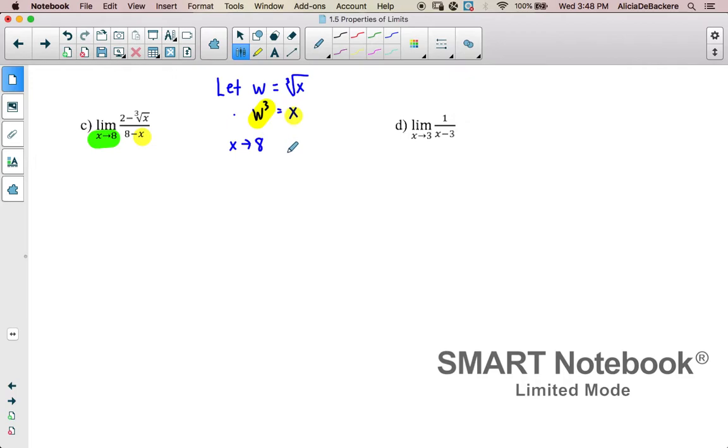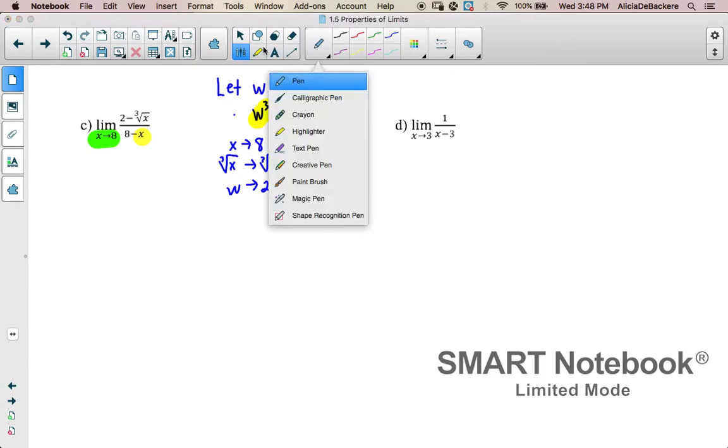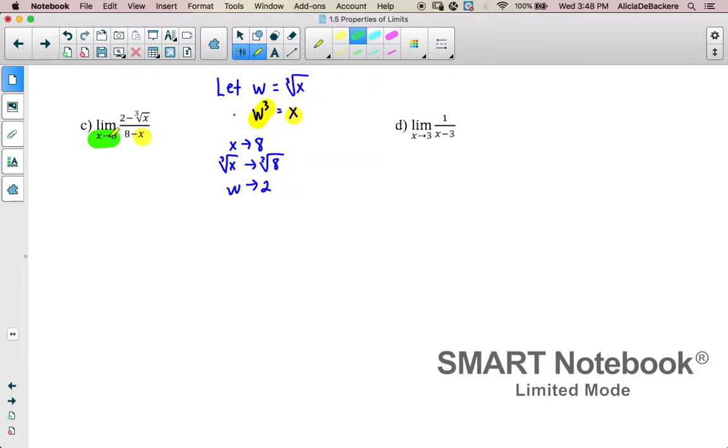Well, x approaching 8, I'm going to try and turn that into w's. So remember, in order to turn that into w, I need to turn it into the cube root of x. So if I take the cube root here of x, then I need to take the cube root here of 8. And so that's going to be approaching 2, right? The cube root of 8 is 2. And the cube root of x, that's just the same as w. So x approaching 8 is the same as w approaching 2. So that is what I'm going to replace, right? My x approaches 8 is now w approaches 2.